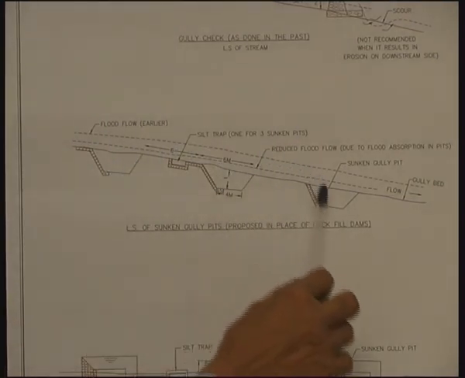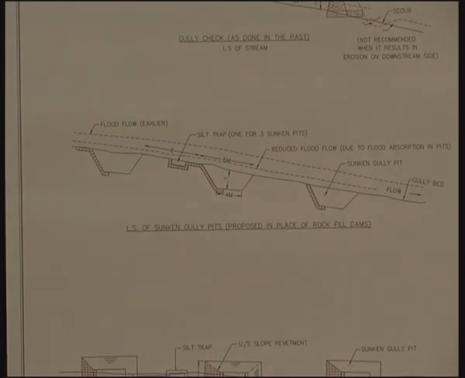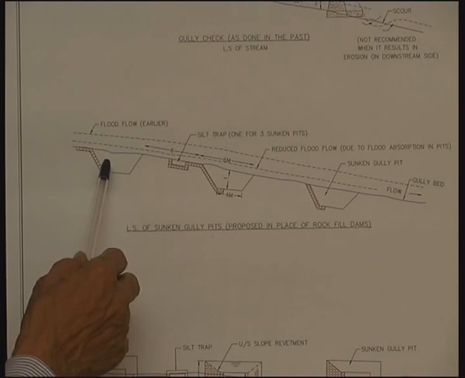So these sunken pits will have to be done in the first order and maximum in the second order streams, and they should not be done down below where the third order streams or fourth order streams come up, because there the bed width will be more and there will be sand deposition, and it would be impractical to construct such sunken pits in the gullies.